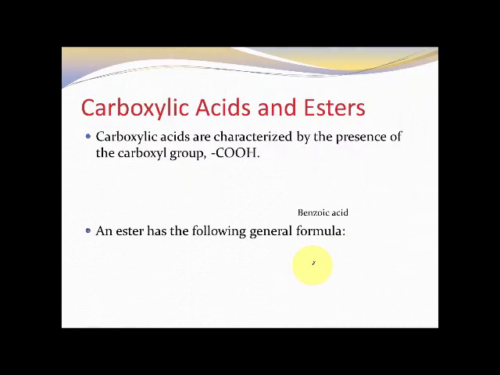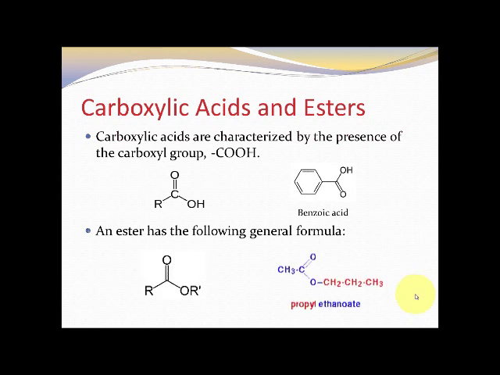Next, we have carboxylic acids and esters. Carboxylic acids, you usually see a COOH group on it. It has a double bonded O with an OH on there. And esters usually have a formula where they have a double bonded O and an O without the H on it. So there we go.